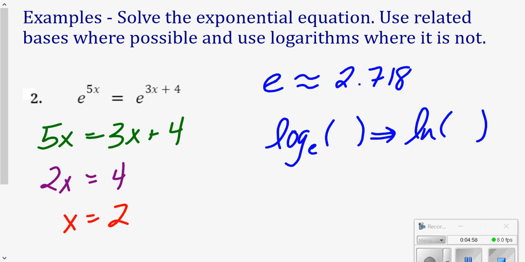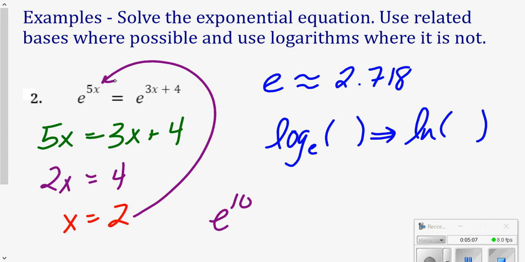Okay? And then to check my solution of 2, I would substitute back in that side. If I put a 2 in there, 5 times 2 is 10. On the other side, I'd have 3 times 2, which is 6, plus 4. Are those the same thing? Yes, they are.